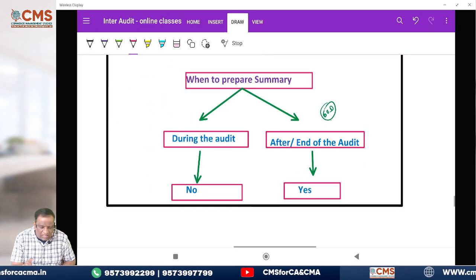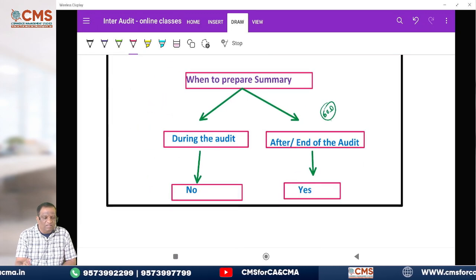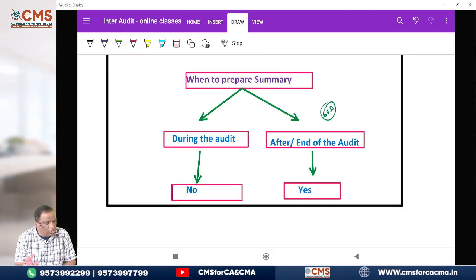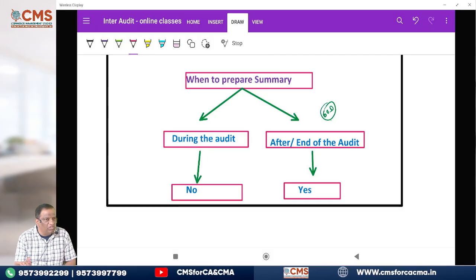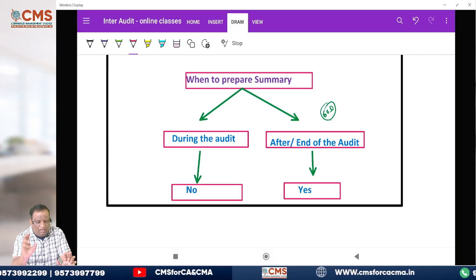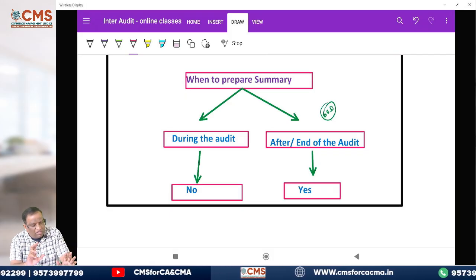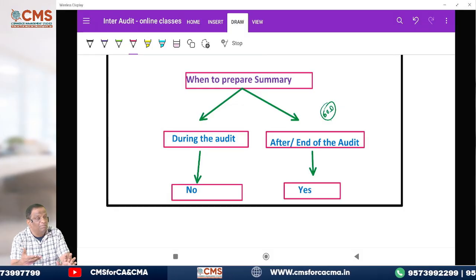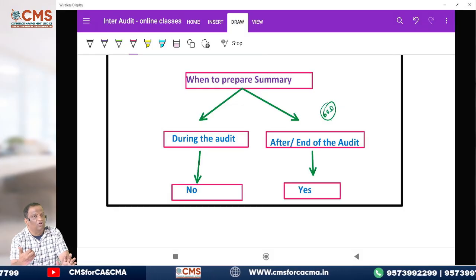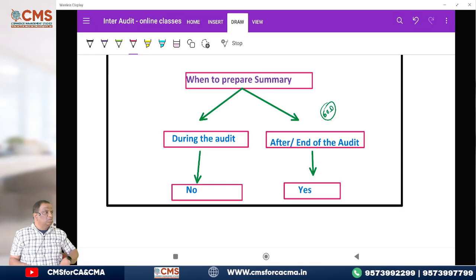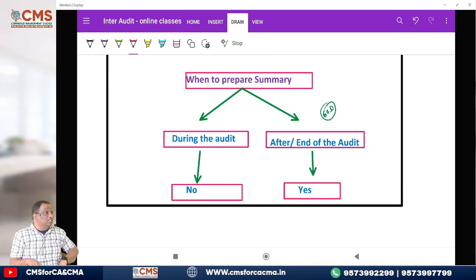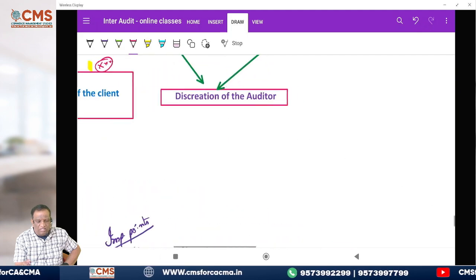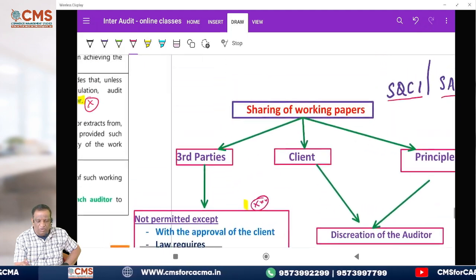So this and the other topic, there is a slight confusion. Whenever you are preparing documentation, during the audit or at the end of the audit, when will the documentation be more effective? During the audit. But when should I prepare my summary completion memorandum? After the audit. So there is a slight deviation. When you read the text, you will not get sensitized, but make a note, or if time is not there, you can take it at a later point of time.